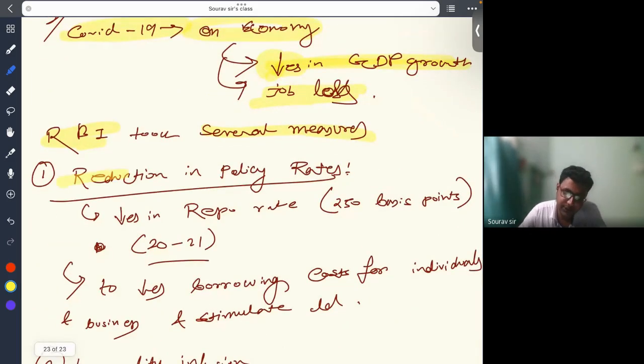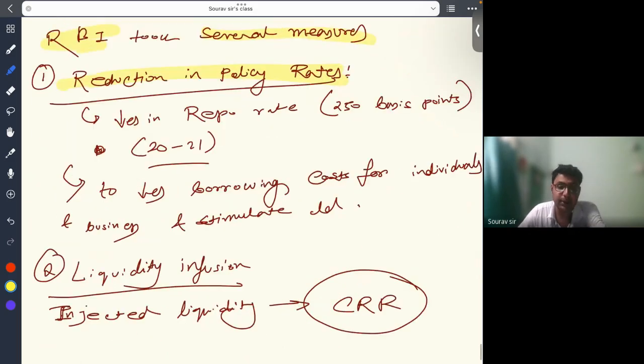First was the reduction in the policy rates. The first measure taken by the Reserve Bank of India was a decrease in the policy rate, that is, the repo rate. The Reserve Bank of India reduced the repo rate, the rate at which it lends to banks, by a total of 250 basis points between February 20 and May 21. This was done to reduce borrowing costs for individuals and businesses and stimulate demand.